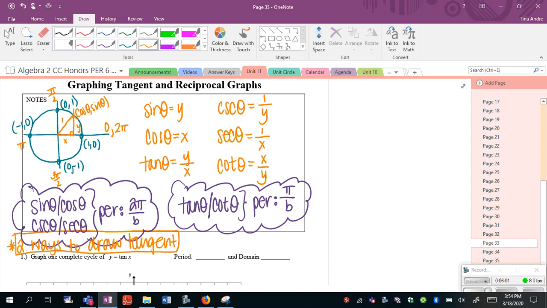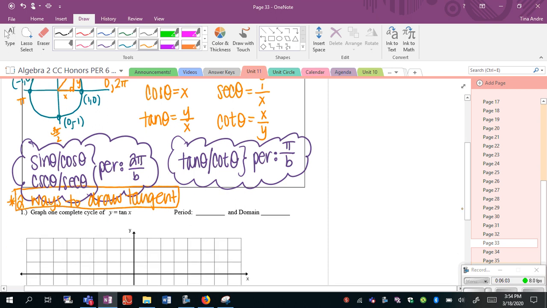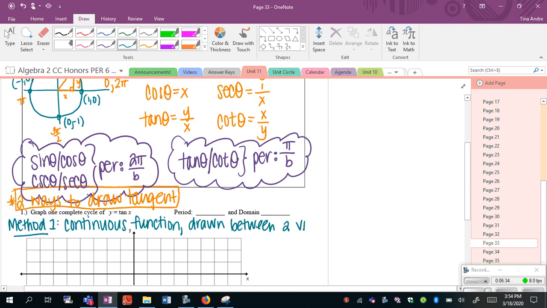So when we go to do this, for this first method, I'm going to create my graph. So method number 1, when I draw this, I'm going to draw a tangent so that it's continuous. So I'm going to draw it as a continuous function, meaning I can draw it in one continuous motion without picking up my pen or pencil. So I'm going to draw it as a continuous function, which means that it's drawn between the two vertical asymptotes.